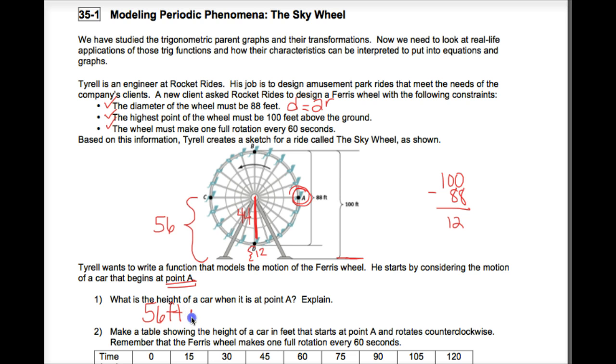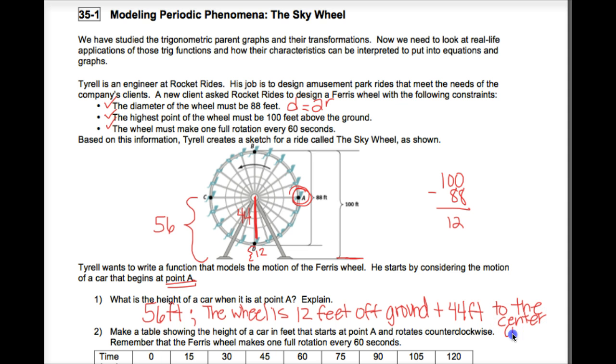For the explanation, we can say the wheel is 12 feet off the ground plus 44 feet to the center, which again is the radius of the circle. All right, so the height of the car when it is at point A is going to be 56 feet.